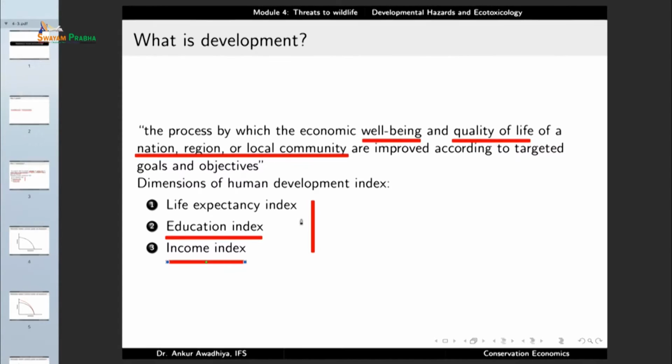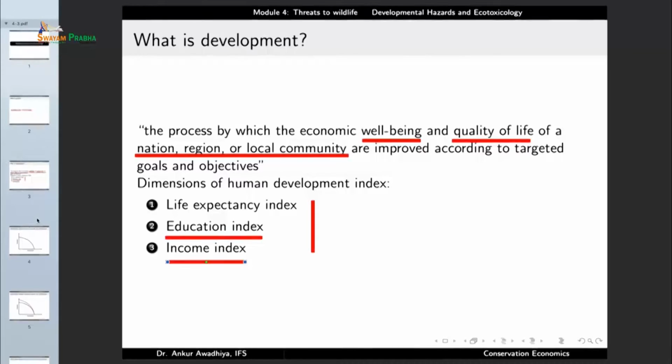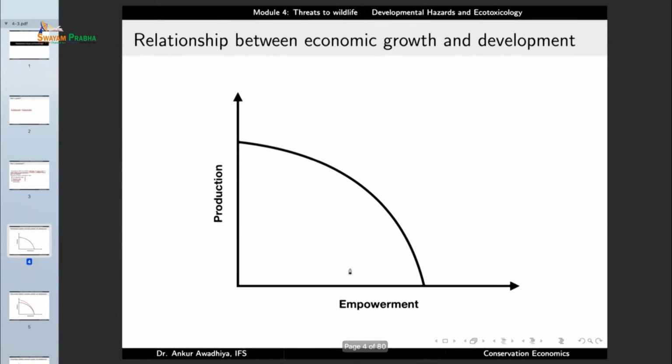So essentially what we are saying is that when we talk about economic growth, we are talking about an increased output, an increased concentration of resources. But when we are talking about economic development, then we are talking about how much is the well-being of people, how much is the capability of people, do people have a control over their own lives. So that is economic development. Now, both of these are related, but there is also a trade off.